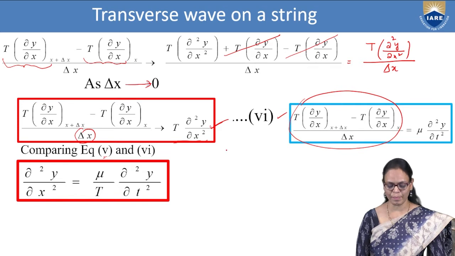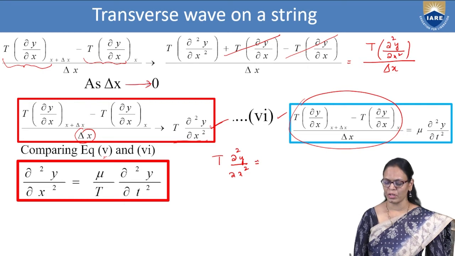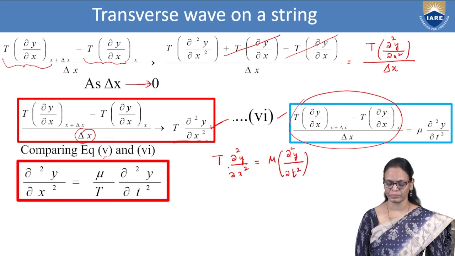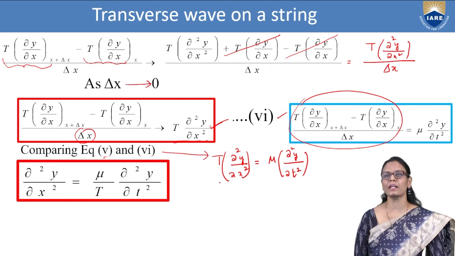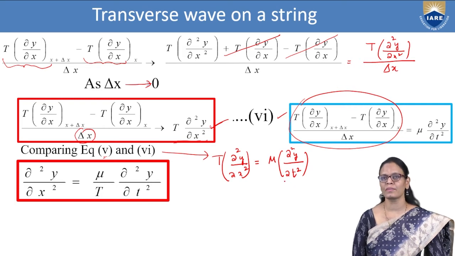I'll write one more step. We have T ∂²y/∂x², this is from equation 6, is equal to, from equation 5, μ ∂²y/∂t². So on comparing the equations, we get T ∂²y/∂x² is equal to μ ∂²y/∂t².